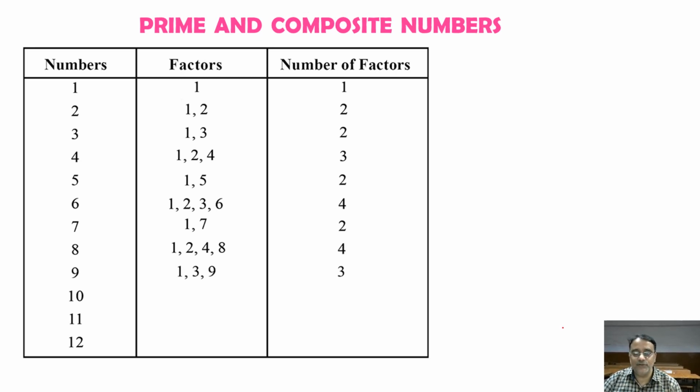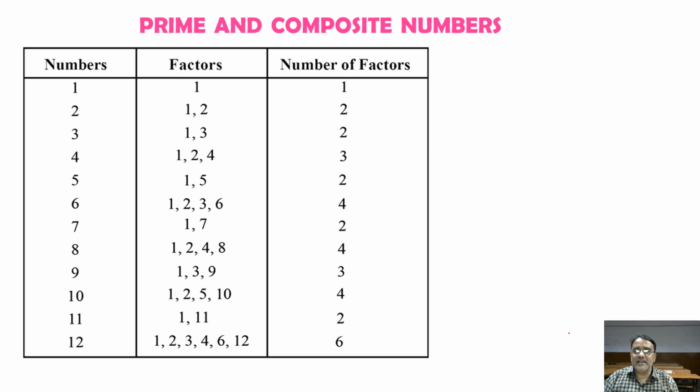And 10 we have again 4 factors, 1, 2, 5, 10. 11 we have only 2 factors, 1 and 11. And the last, 12. 12 we have 6 factors, 1, 2, 3, 4, 6, 12.